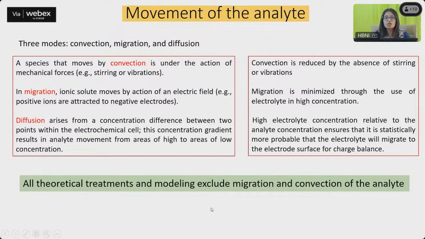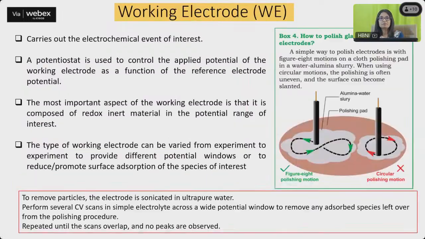So you ensure that it is statistically more probable that the electrolyte will migrate to the electrode surface for the charge balance. So please remember that whenever you do any kind of modeling or theoretical treatment, you will exclude this migration and convection, and you are actually calculating all this diffusion. So convection and migration are considered to be negligible.